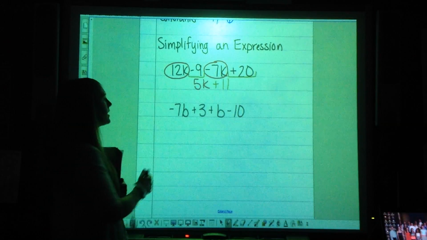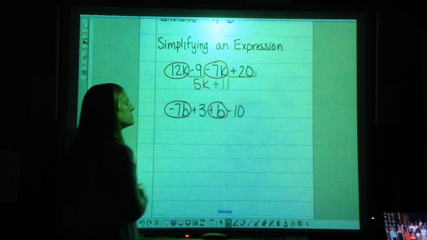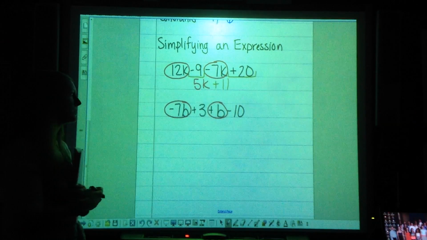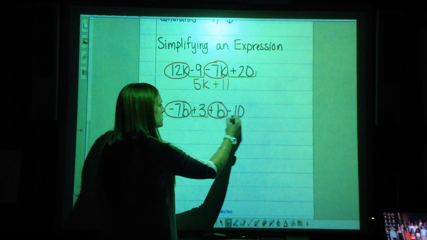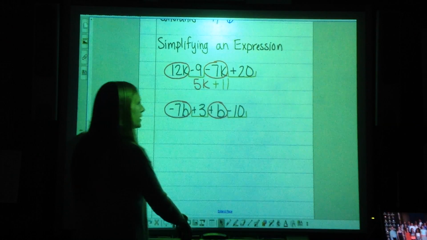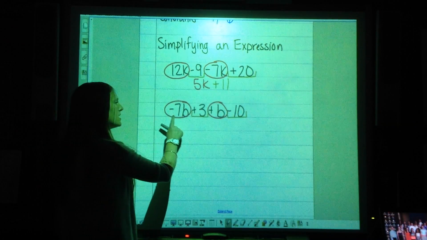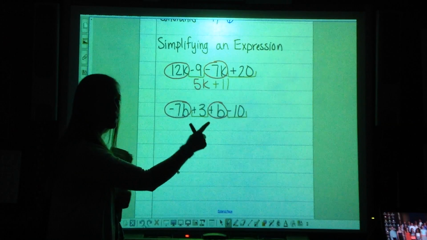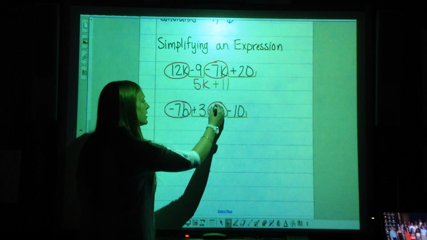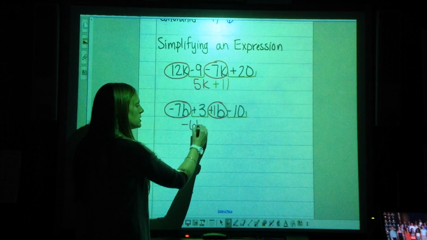Okay. My like terms are negative 7b and positive b because they have the same variable. The constants are also like terms. Now that I identified my like terms, I can combine them. Do exactly what it says. Negative 7 plus, when a variable is by itself, there's always a 1 in front of it. Negative 7 plus 1 is a negative 6b.